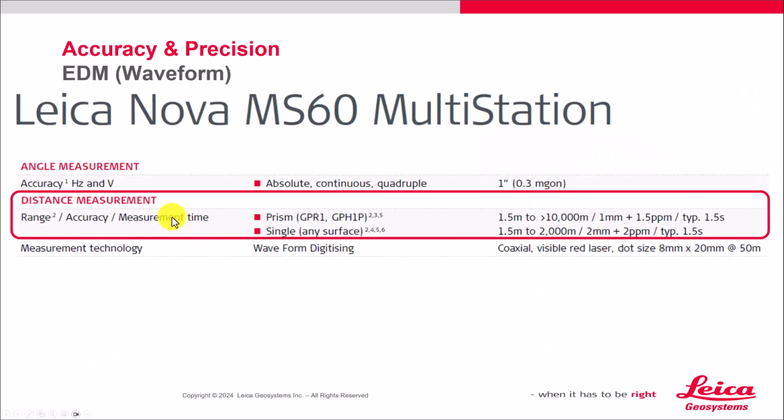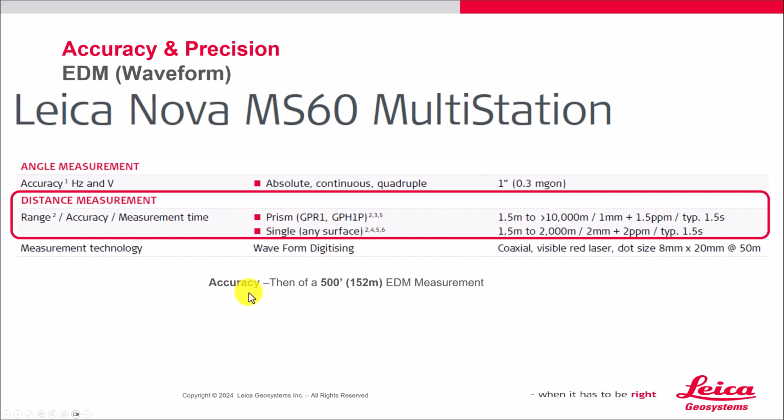Now the distance measure of the EDM using the waveform technology. Look at these distances. For a prism, 1.5 meters to 10,000 meters. We're only looking at 1 millimeter plus 1.5 parts per million. And into any surface up to 2,000 meters at 2 and 2. Again, the technology of waveform digitizing.